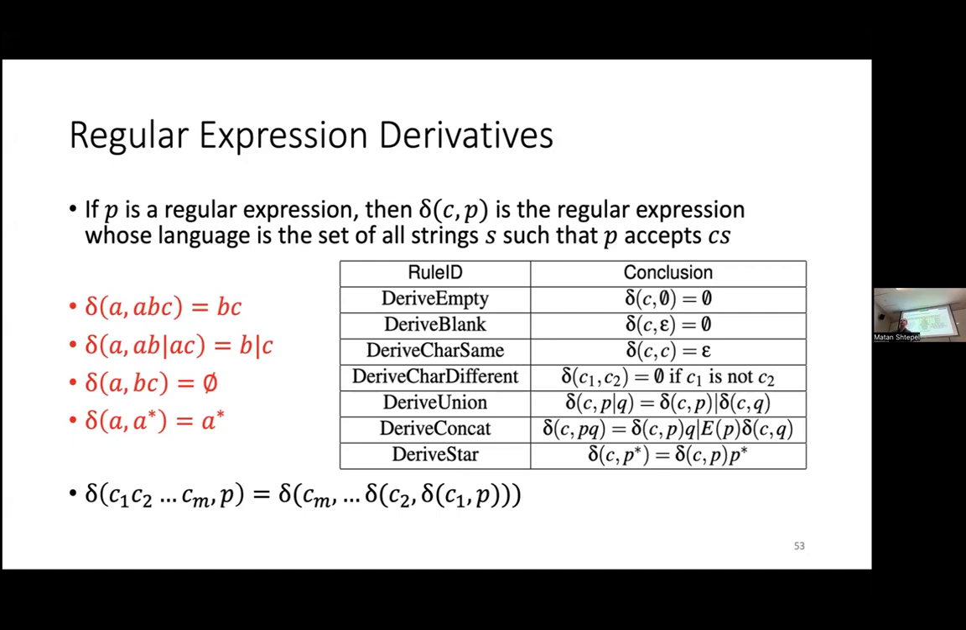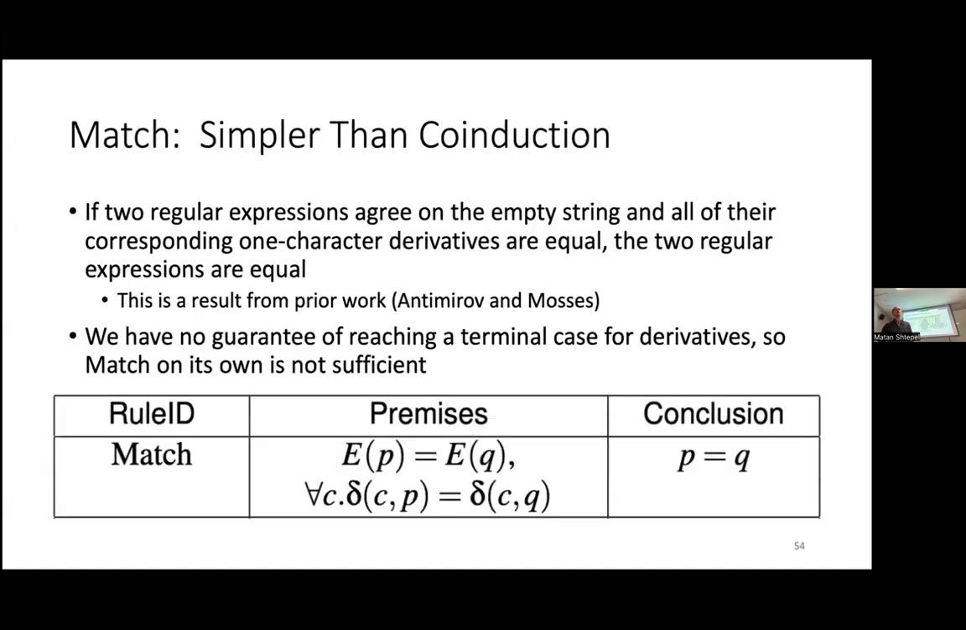And once we have a definition of the derivative laid out for individual characters, we can generalize it to a definition of multi-character derivatives, which are just chains of single-character derivatives. Before we talk about a different proof technique that isn't adequate for our purposes, what we call the match rule: there's a result from prior work that says that if two regular expressions agree on the empty string and also all of their corresponding one-character derivatives are equal for the whole alphabet, those two regular expressions themselves must be equivalent.